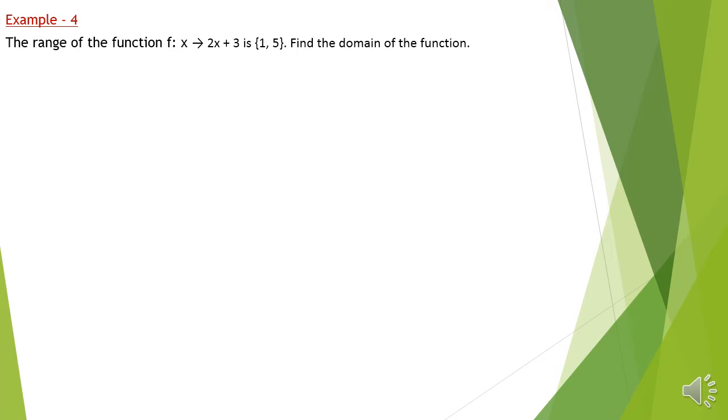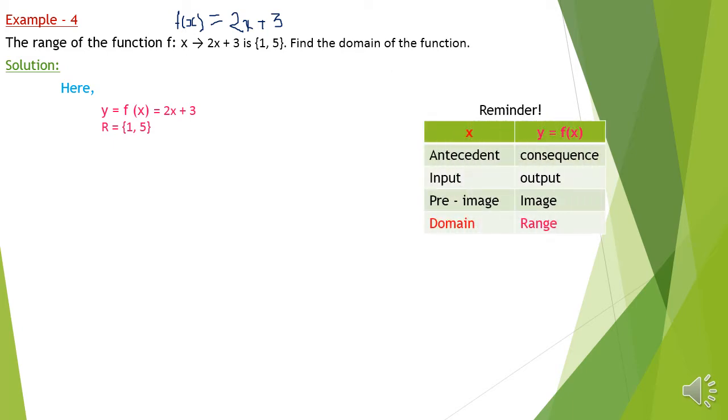Here a range is given, and we have to find the domain. Now we will see the reminder table also. If f is defined as f(x), then we don't have to worry about it. It is the same. f(x) = 2x + 3. Here y = f(x). This is the function, and this is the range. So there is a reminder table. See, the range is given, which means we have the value of y, isn't it? y is 2x + 3. So we have the value of y and we have to find the value of x.